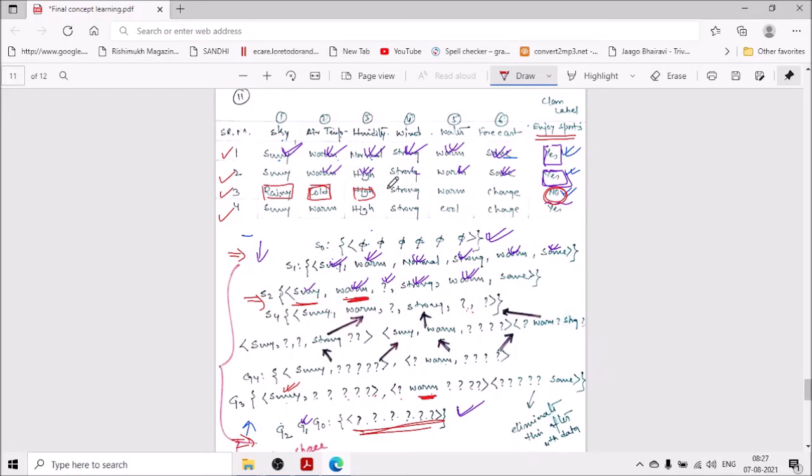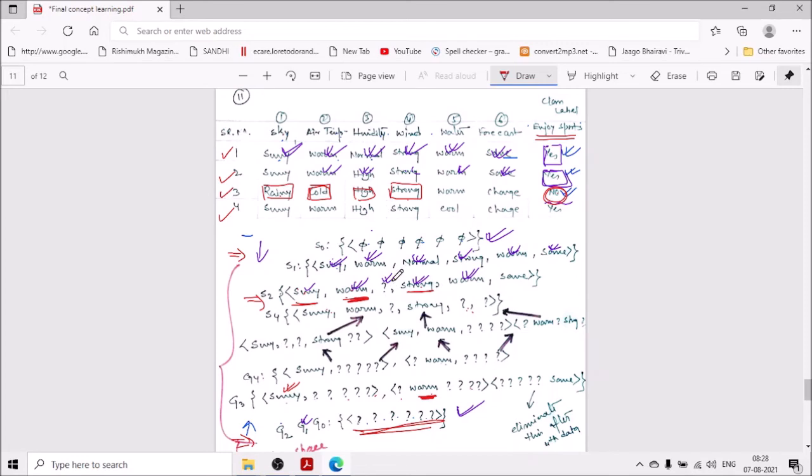Next is strong. Both are same. Here it is strong, here also it is strong. If both are same, we can ignore the hypothesis. So if both are different, then copy from the specific hypothesis. Here it is sunny and warm, rainy, cold. Copy from the sunny and warm.